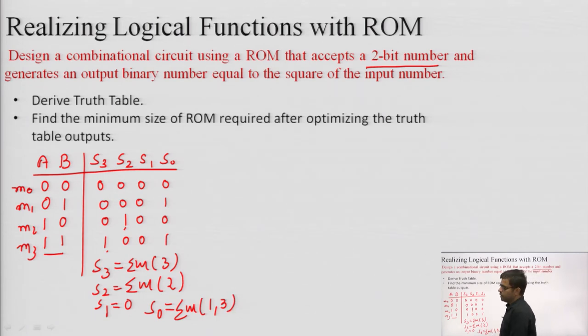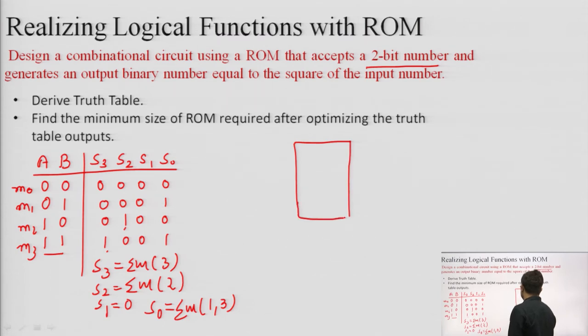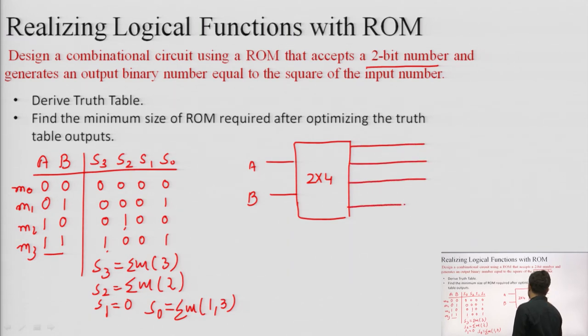Now, I have seen that there are 2 inputs A and B, and there are 4 outputs S3, S2, S1, S0. So, the ROM structure will be something like this. There will be a 2×4 decoder, the 2 inputs will be A and B, and the 4 outputs will be 0, 1, 2, 3. So, you can check that S3 will require a sum. Okay. So, S3, that means this thing.